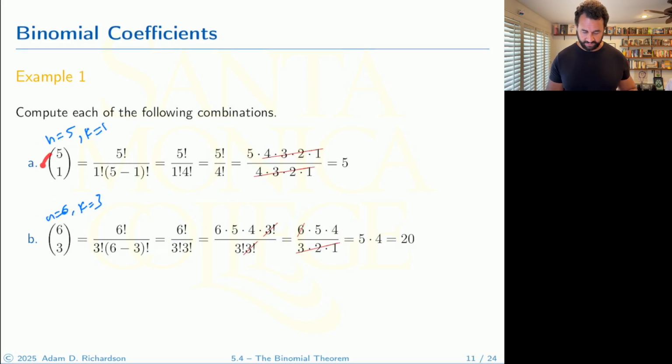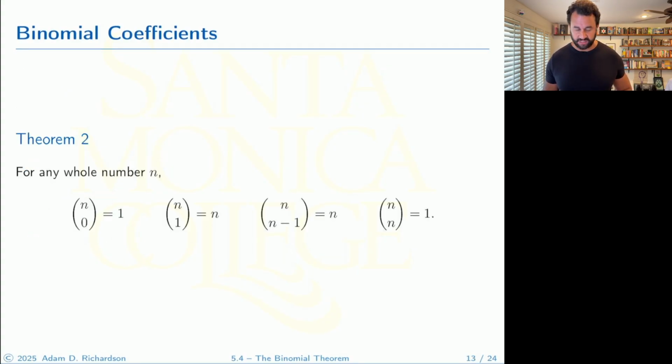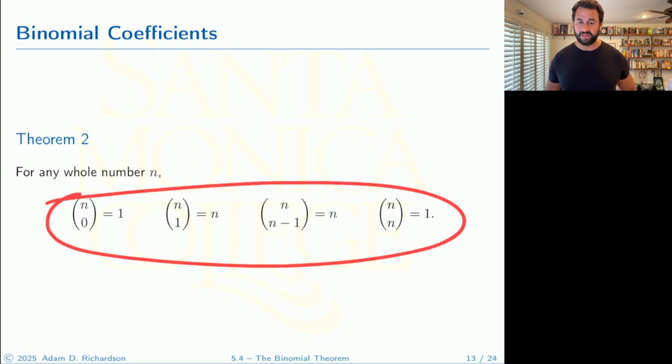Okay, now there's a couple things you might have noticed with some of these questions. In particular, this one gave the answer 5, and this one gave the answer 9, right? So they both gave n in this case. So there's a couple of really handy shortcuts for some of these particular coefficients. So they're basically given right here.